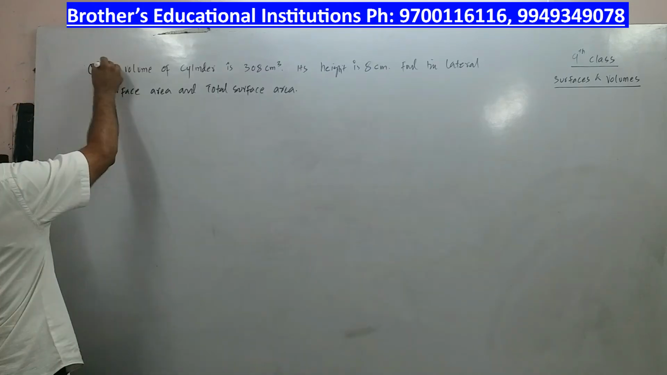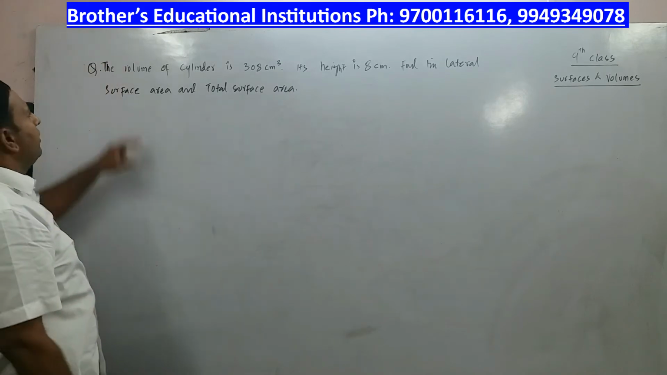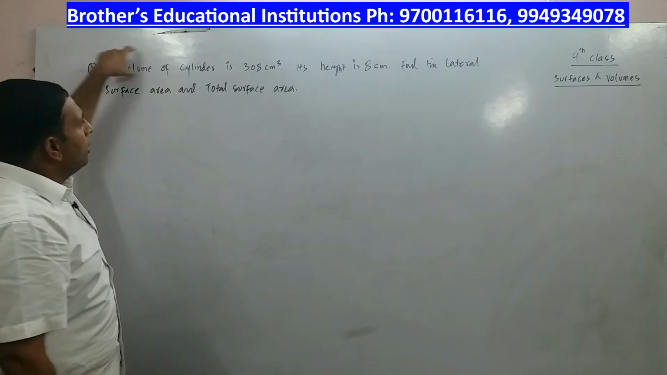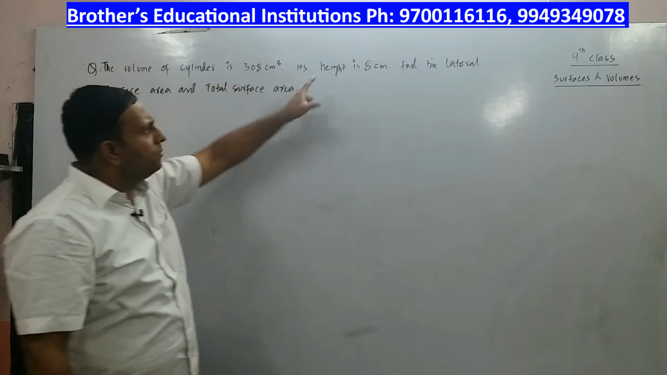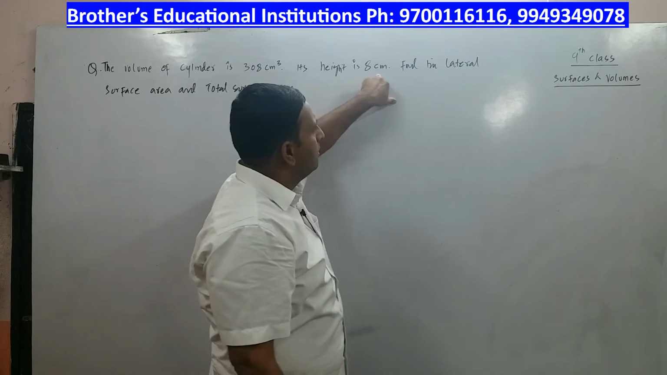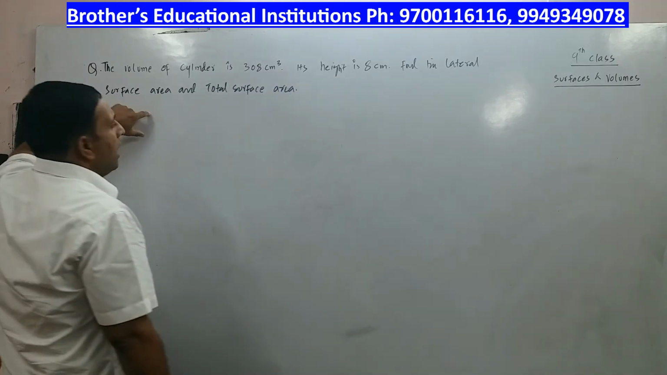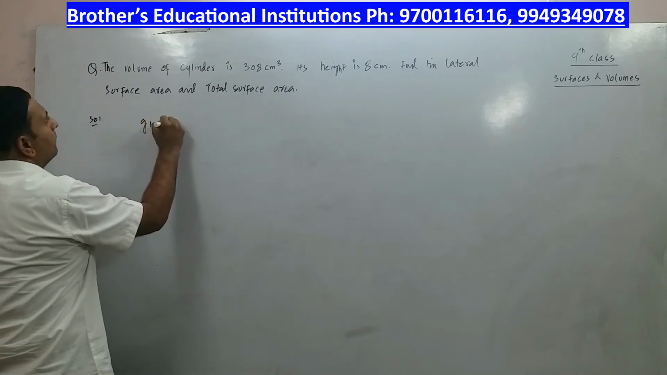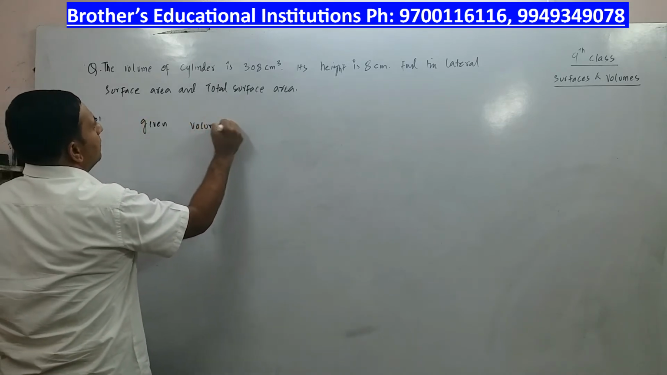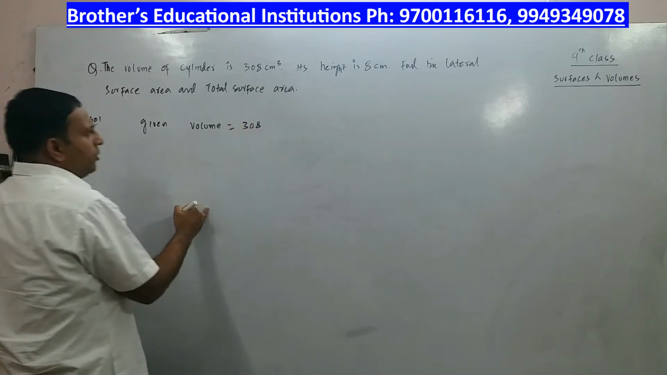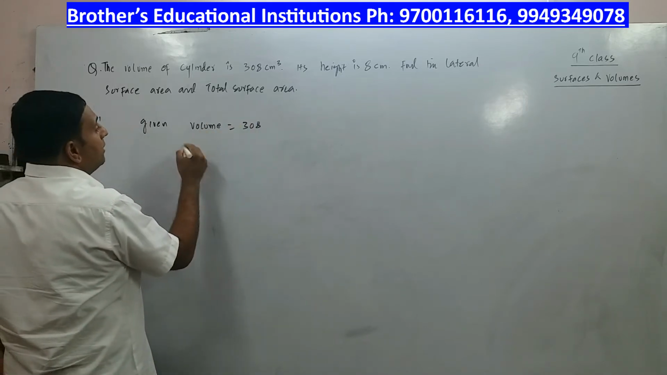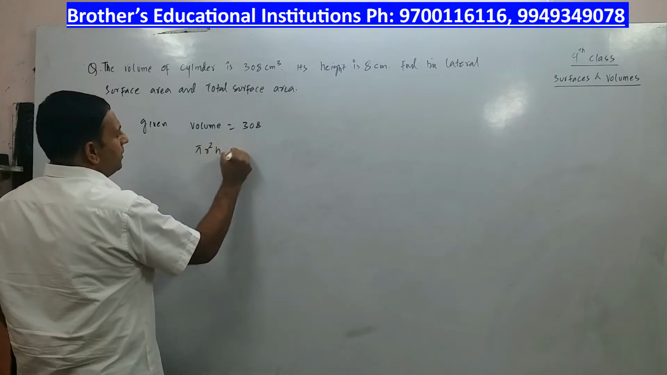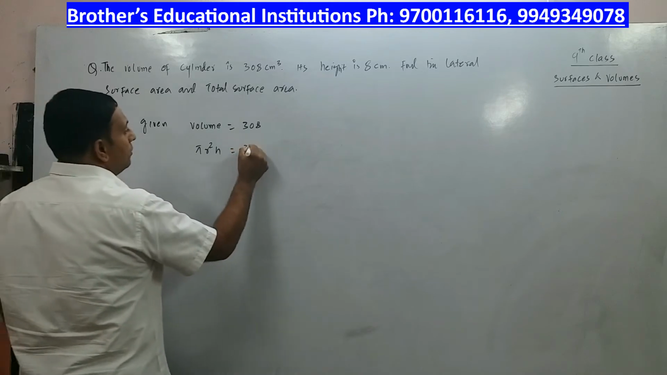Children, the next question: I am sure you are thorough with the formulas which are given to you. Here the volume of a cylinder is 308 centimeter cube. Its height is given as 8 centimeters. Find the lateral surface area and the total surface area. So let me write, given volume is equal to 308 centimeter cube. Now what is the formula for volume of the cylinder? The volume of the cylinder is given with the formula pi r square h. Now that is equal to 308.